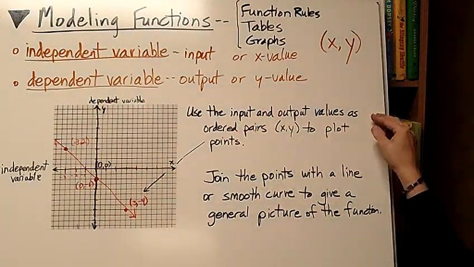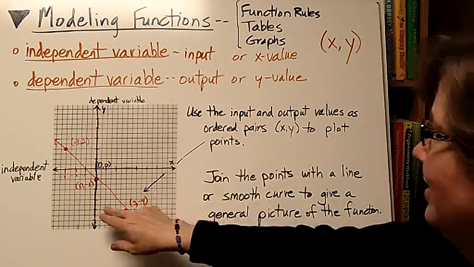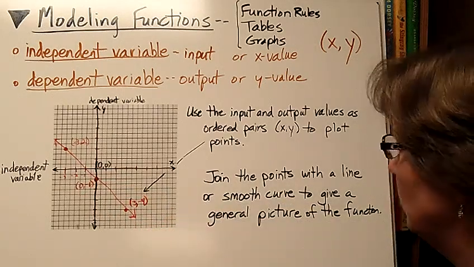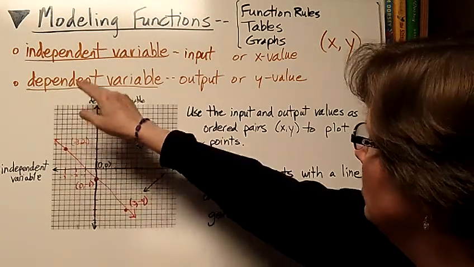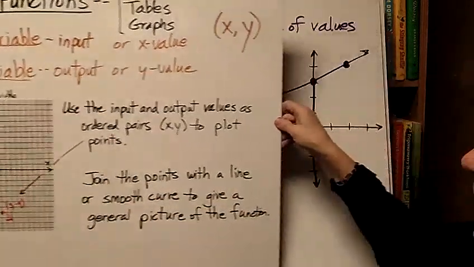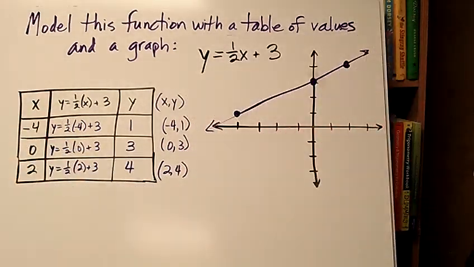So your input and output values are your ordered pairs. You plot the points. Then you join the points together to show the picture of the function that you are modeling. In these equations, this is a linear function, so everything will be a line. In some other functions, you'll have curves and even circles.